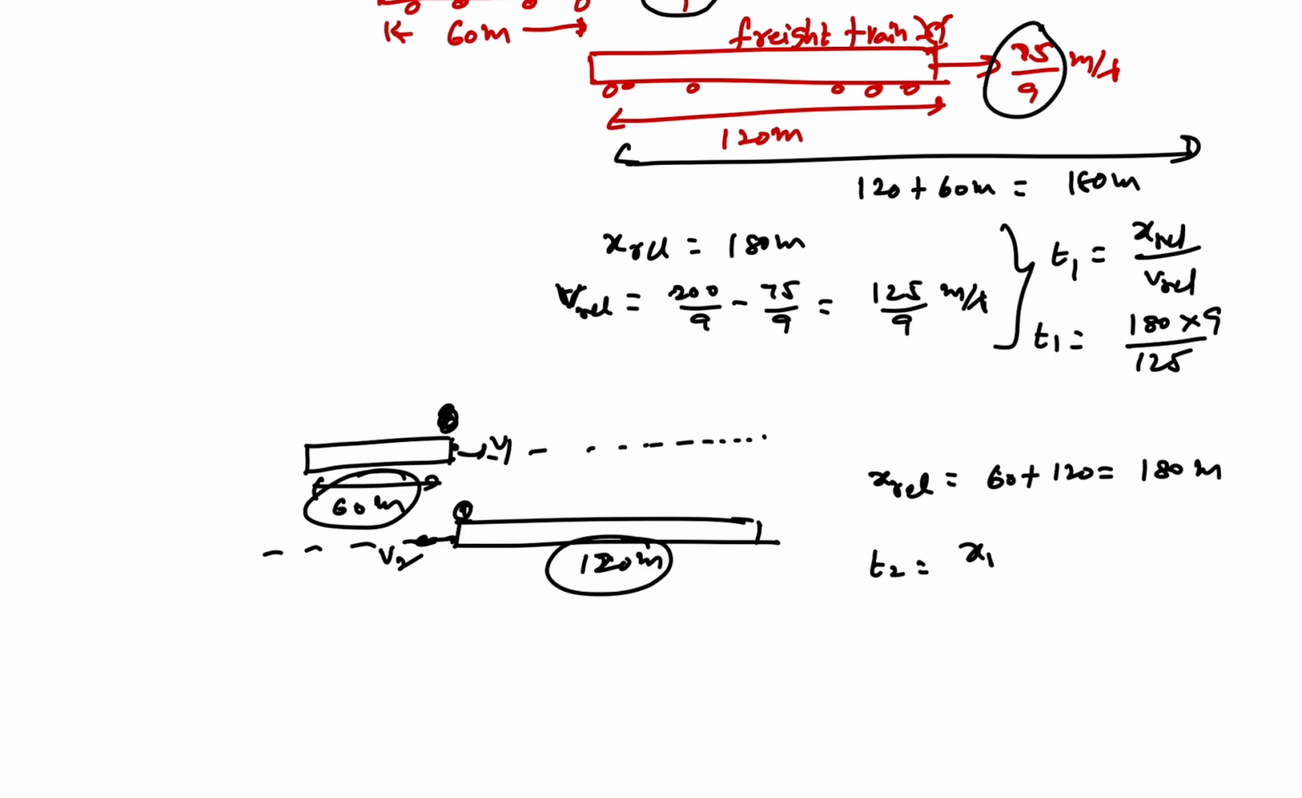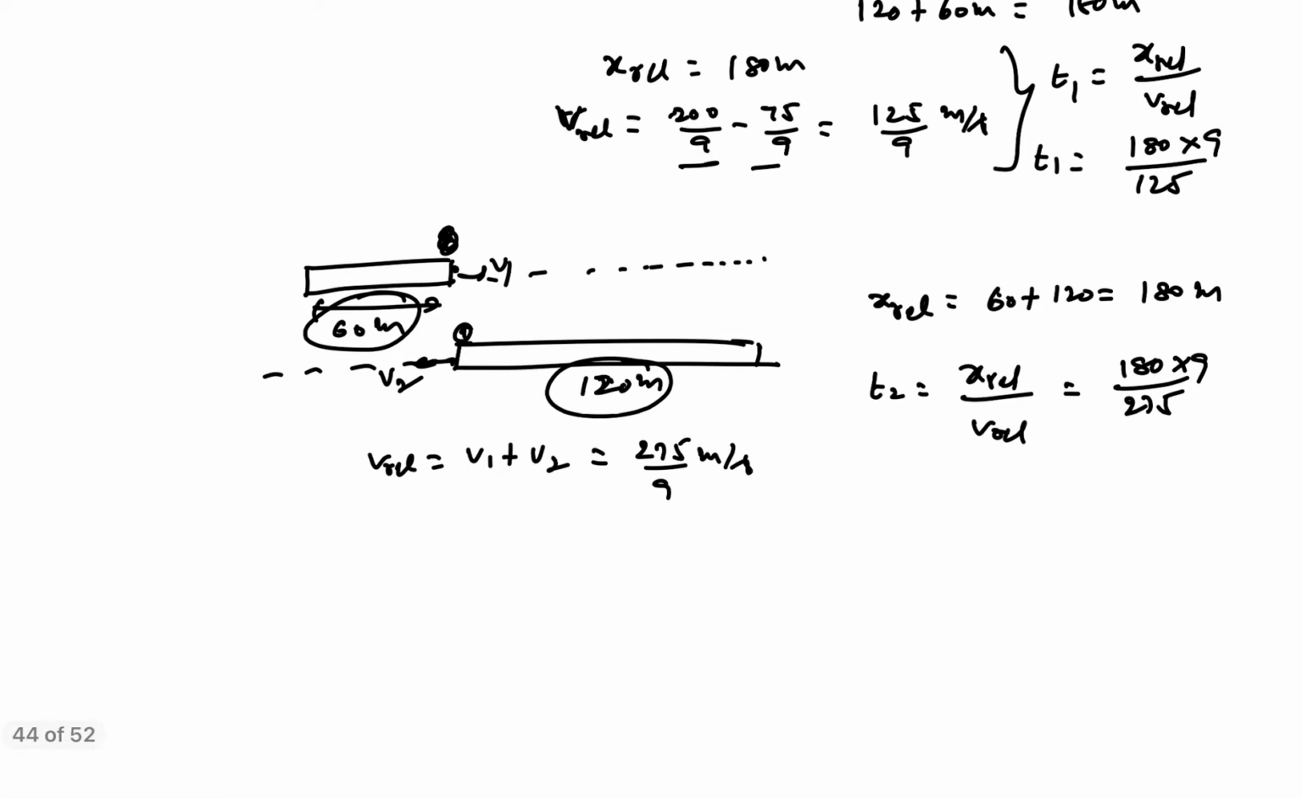We can write time T2 as x relative divided by V relative. As both are moving in opposite directions, V relative is V1 plus V2. That V1 plus V2 is 275 by 9 meters per second. So you can write it as 180 divided by 275 into 9.